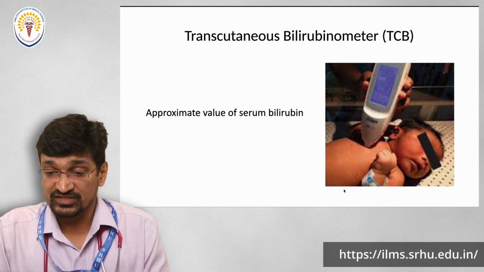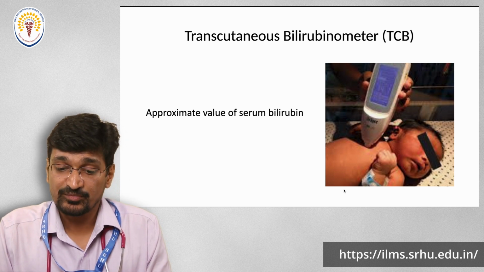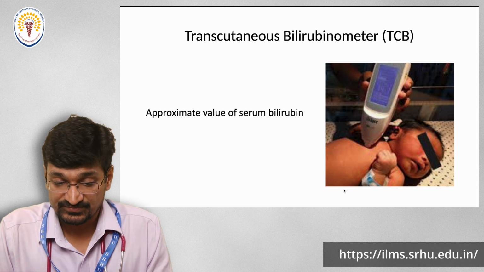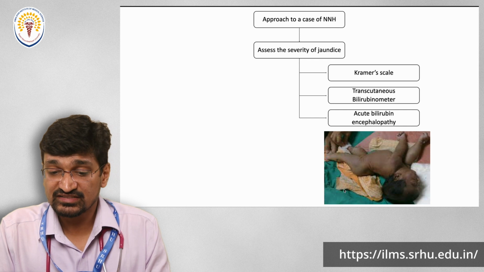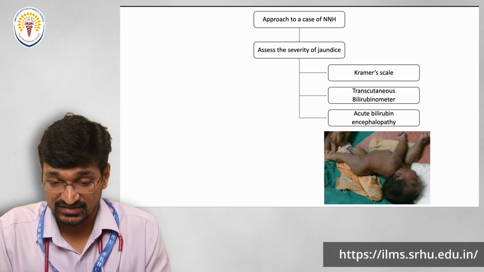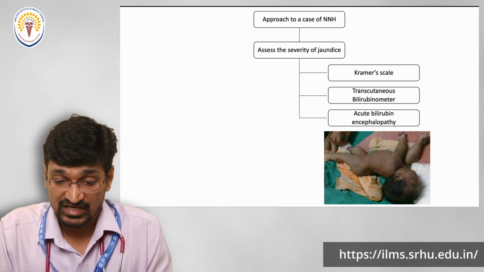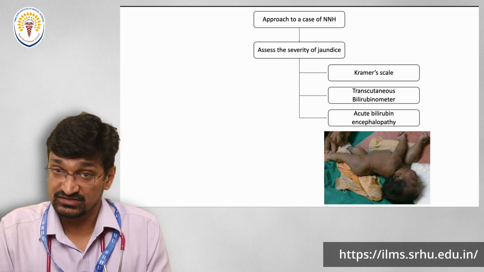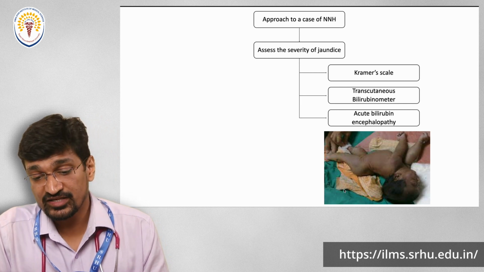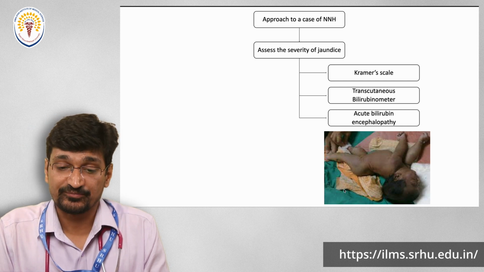This machine is pressed on the sternum and it gives the approximate serum bilirubin levels. Also, if there are any signs of brain damage like lethargy or irritability, hypertonia, abnormal posturing, shrill cry, seizures, etc., then it automatically implies that the serum bilirubin is very high.